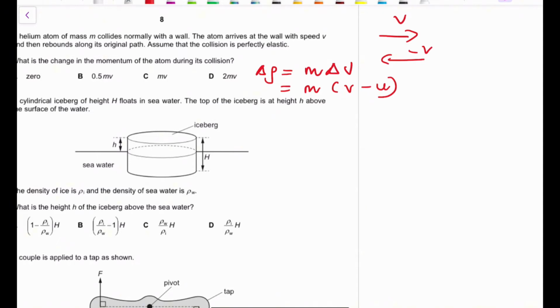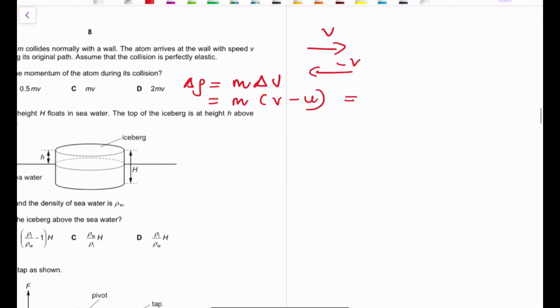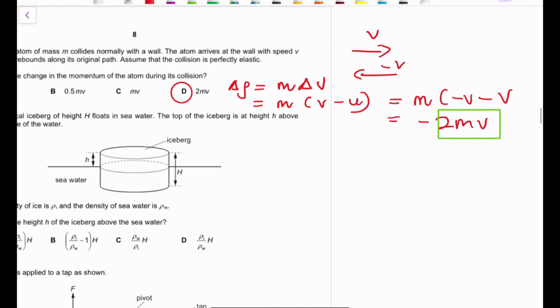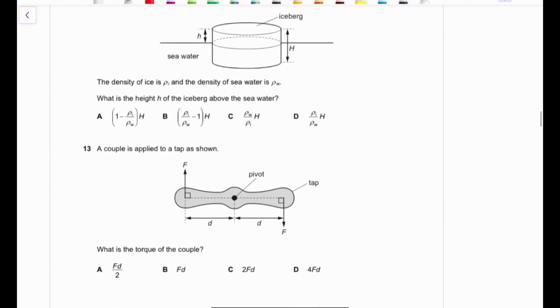So if the final velocity is going to be negative V, and I have m times (negative V minus V), which is going to be negative 2mv, right? We're mainly interested in the magnitude of this, because directions can really be different. So the answer is going to be D. Very important. Move on to question 12.